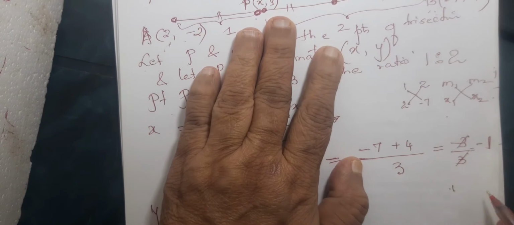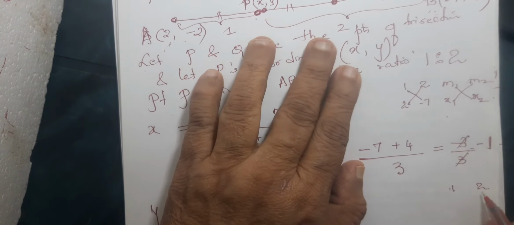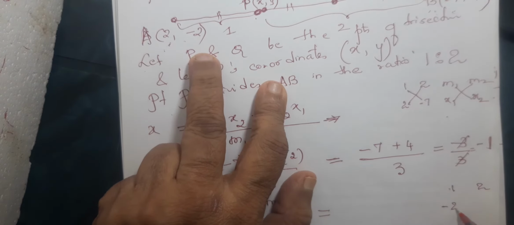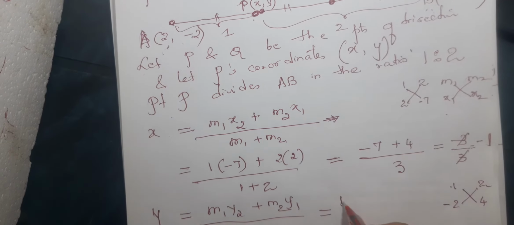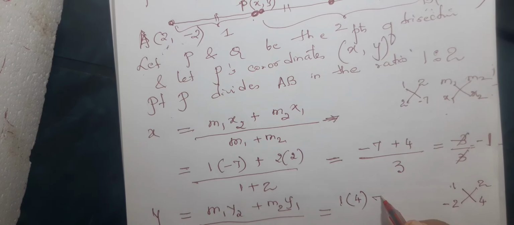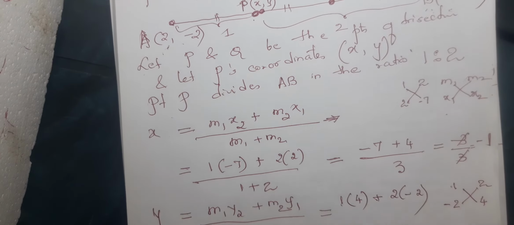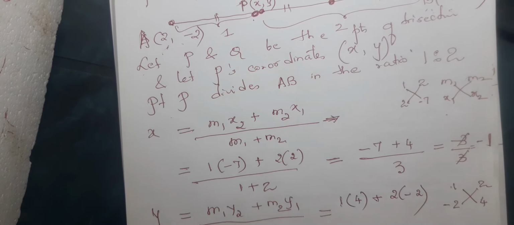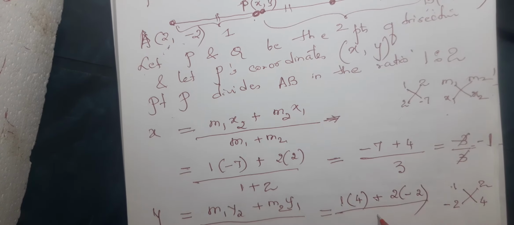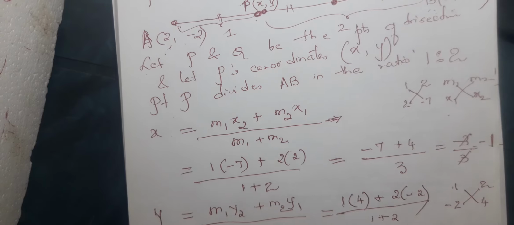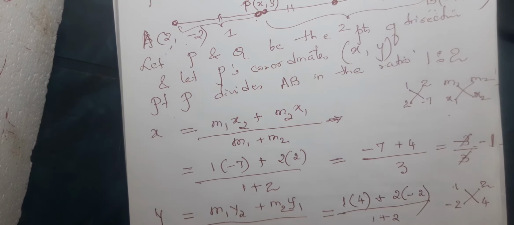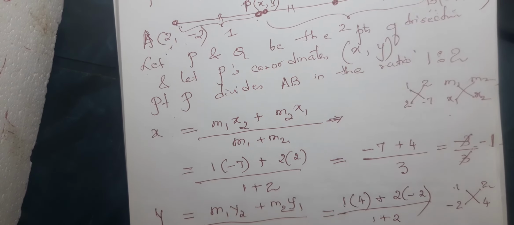So 1 and 2, I'll write the ratio 1 and 2, and then minus 2, 4, and then cross multiply like this. So what it will be, 1 into 4 plus 2 into minus 2. Now this is to get the coordinates now. So we have to follow this, and they have given the ratio by 1 plus 2. So this is equal to 4 minus 4 by 3, which is equal to 0 by 3, which is equal to 0.